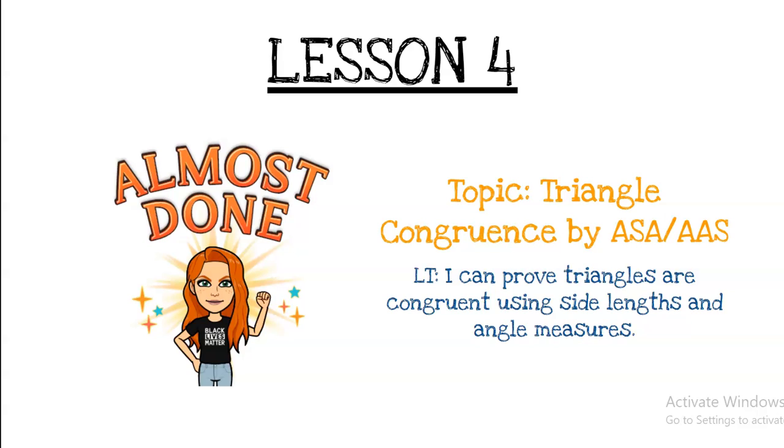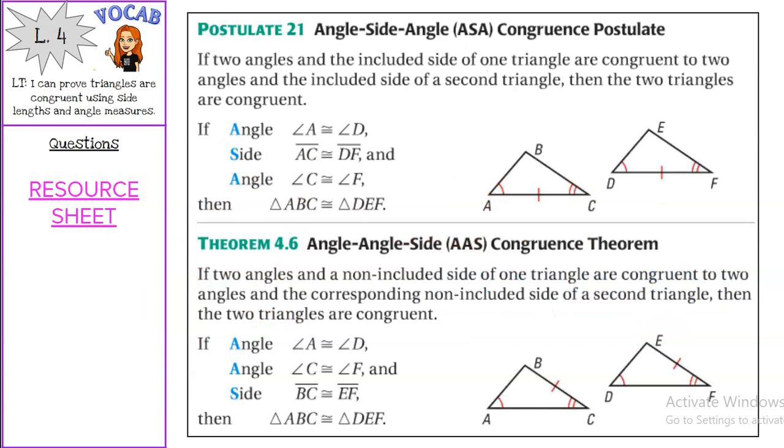Lesson 4, topic: triangle congruence by angle, side, angle, and angle, angle, side. Learning target: I can prove triangles are congruent using side lengths and angle measures. So our two new ones, we have a postulate and a theorem.